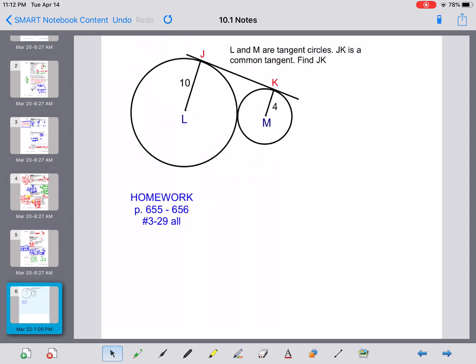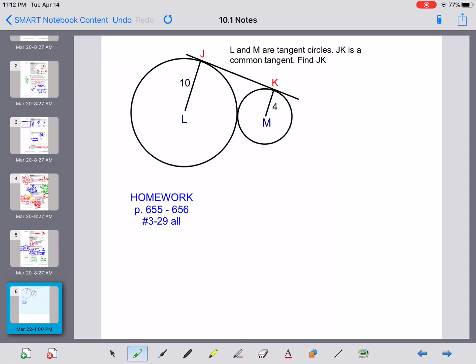I have L and M are tangent circles. If they're tangent circles, it means they're touching in one spot to each other. Just like a tangent line, tangent circles touch at one point. And JK, that line there, is a common tangent line, so it's touching each circle exactly once.